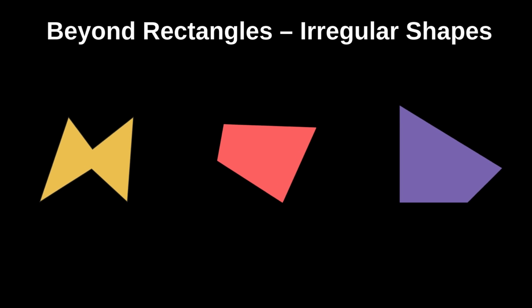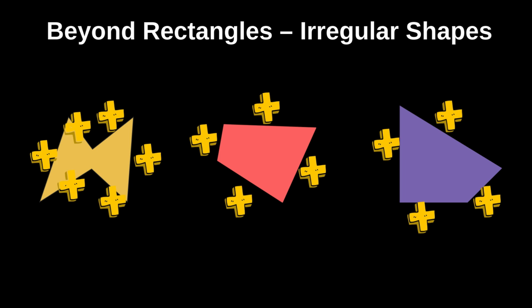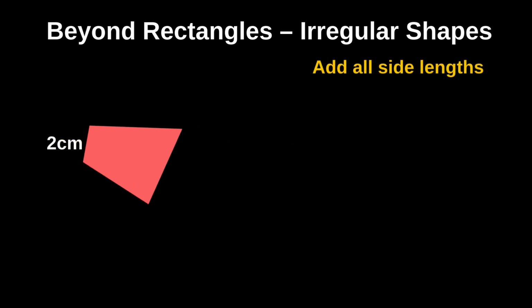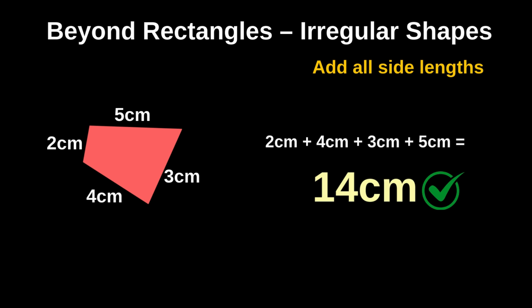Not all shapes are perfect. For irregular polygons, just add all the side lengths. Let's tackle this quirky shape. 2 centimeters plus 4 centimeters plus 3 centimeters plus 5 centimeters equals 14 centimeters.